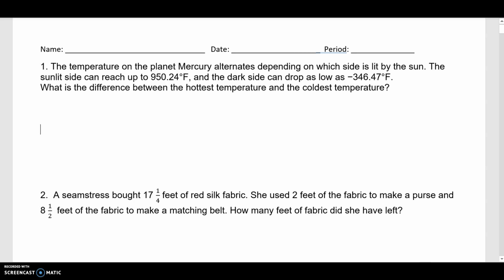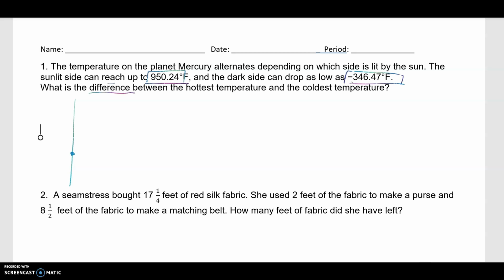So I am going to underline difference because that is what we are looking for. It's what the question's asking us for. Difference means what operation? It means to subtract. Okay, so we have 950 degrees and then we have a low of negative 346. So every time there's a temperature, I draw a number line.